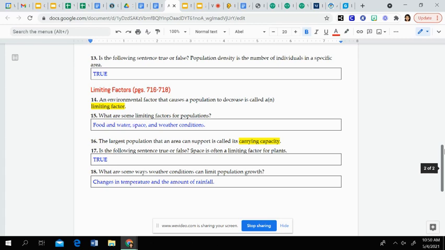Then when we get to limiting factors, the environmental factor that causes a population to decrease is called the limiting factor. And some of these factors for populations are having enough food and water, the space that they live in, and certain weather conditions like natural disasters or extreme temperatures.